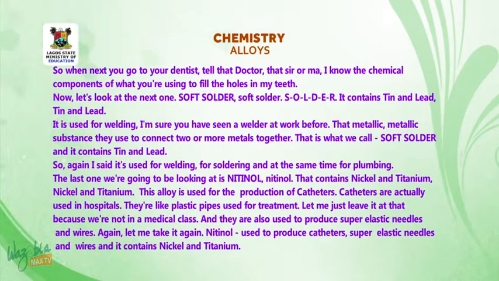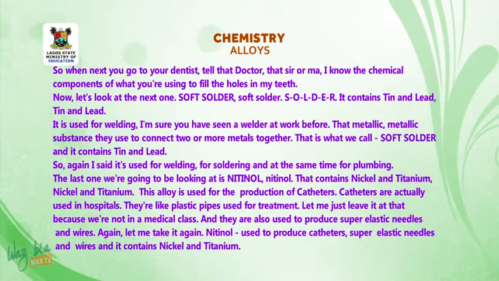Now, let's look at the next one, soft solder. Soft solder, S-O-L-D-E-R. That contains tin and lead. It is used for welding. I'm sure you have seen a welder at work before. So that metallic substance that they use to connect two or more metals together, that is what we call soft solder, and it contains tin and lead. So again, I said it's used for welding, for soldering, and at the same time for plumbing.